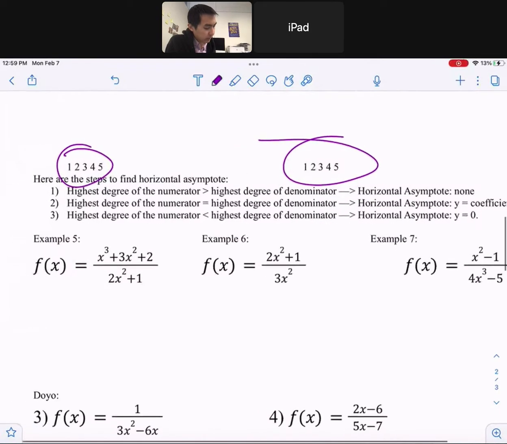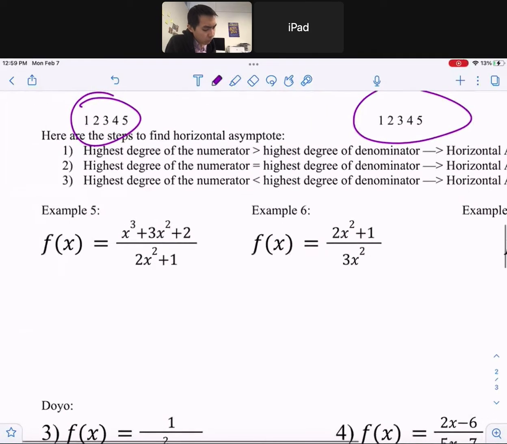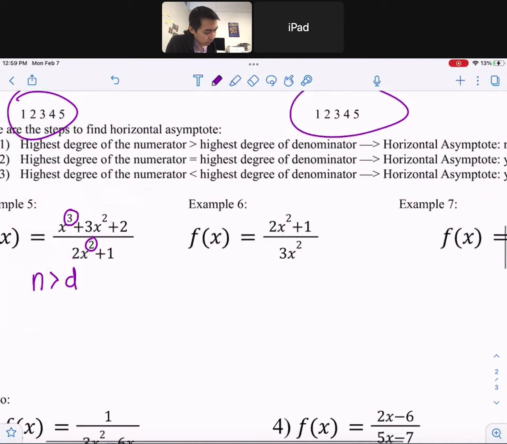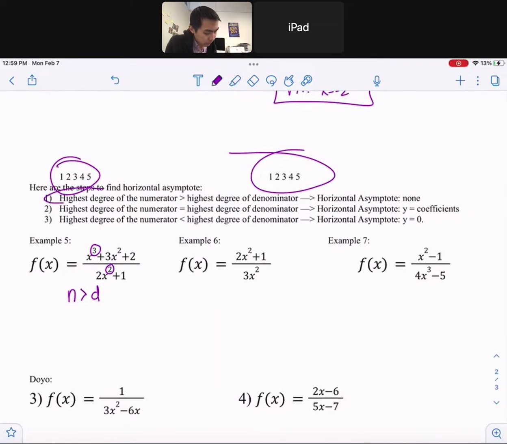So let's apply these 3 scenarios to here. What is the highest degree of the numerator? It's 3. What is the highest degree of the denominator? It's 2. So the numerator's degree is bigger than the denominator's degree, right? 3 is bigger than 2. And if we look at our scenarios, that reflects scenario number 1. Numerator is bigger than denominator, which means the horizontal asymptote is none.